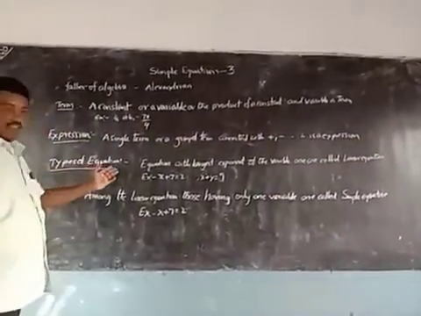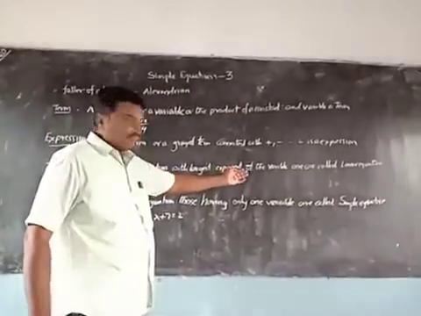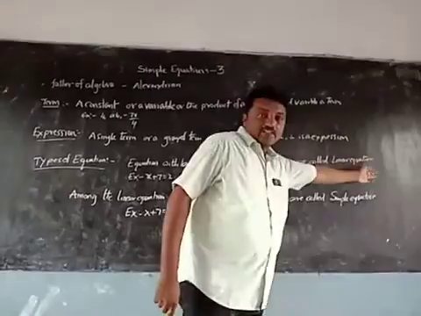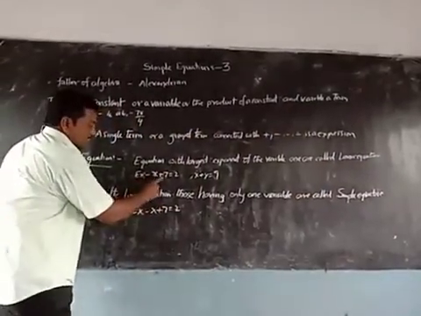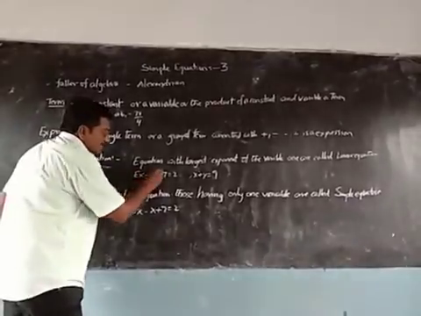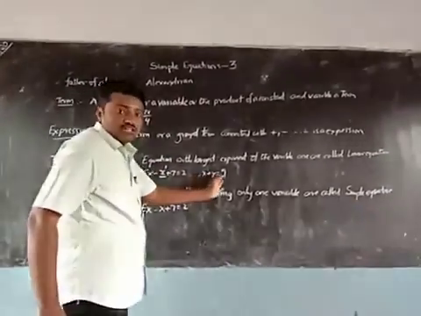So, types of equations. Equations with a largest exponent of the variable 1 are called linear equations. Example, x plus 7 equal to 2. There is a variable x, and the variable x power is 1. So it is a linear equation. It is also a linear equation.